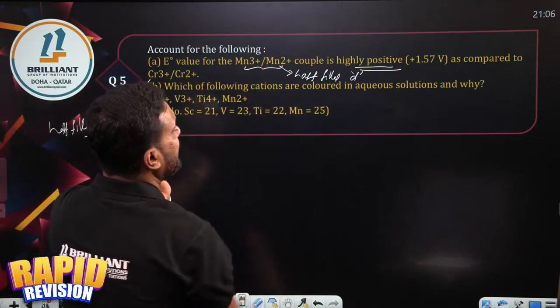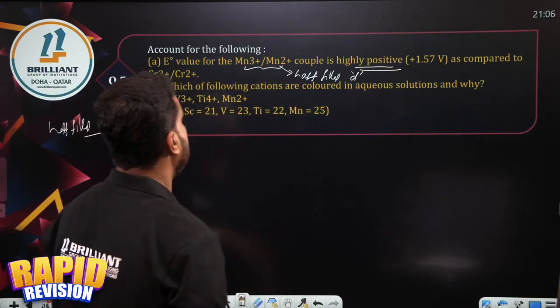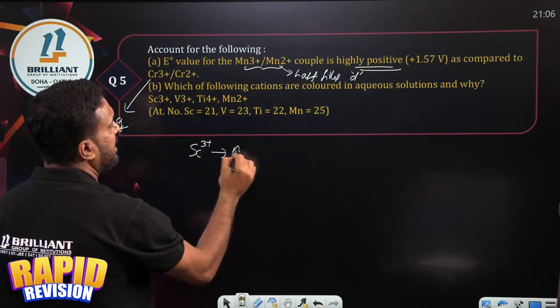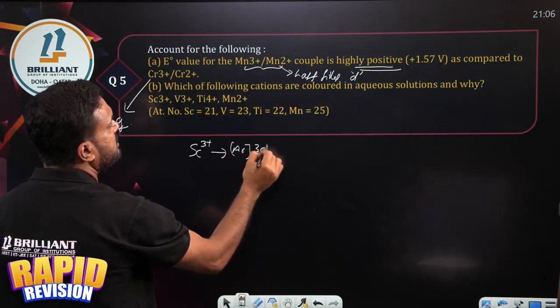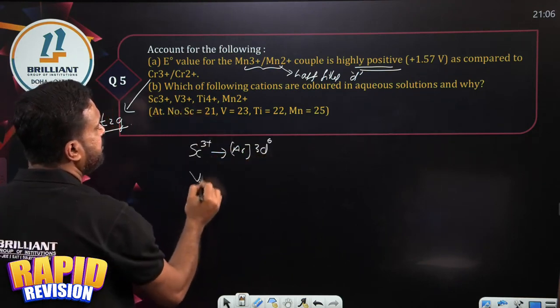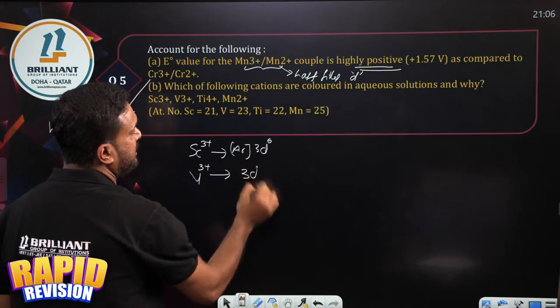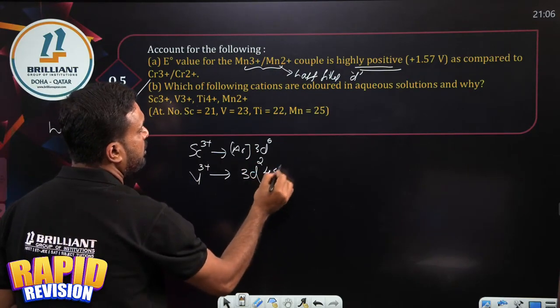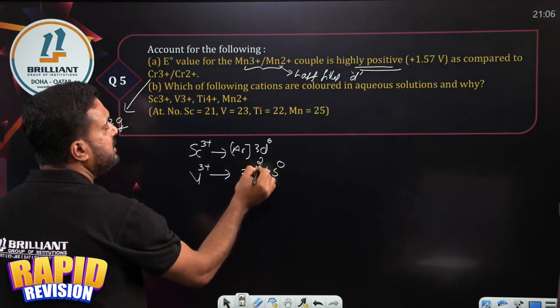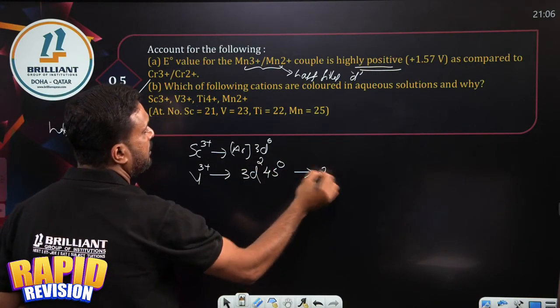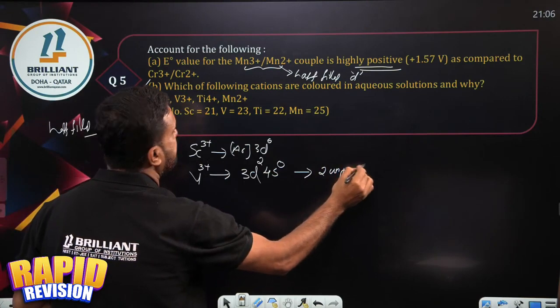Now we will go for B. Which of the following cations are colored? It's quite easy. Sc3+, no need to write because argon, no d. d is 0. Anyway, vanadium 3+. What is the atomic number of vanadium? Vanadium is 23. So you will be getting 3d2 4s0, because normally it is 3d3 4s2. So here it is 2 unpaired electrons. 2 unpaired electrons means it exhibits color.